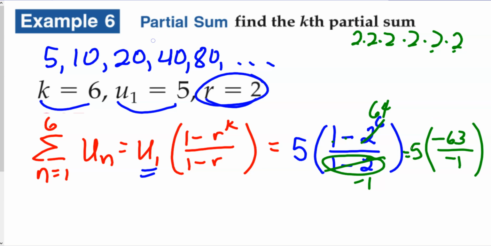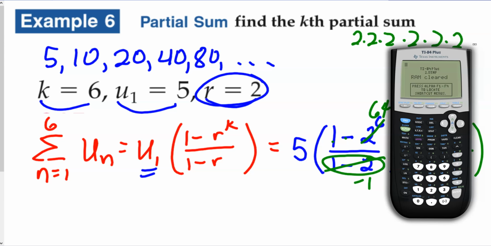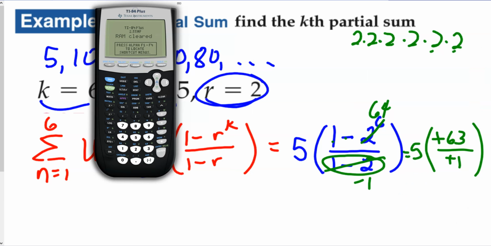That's multiplied by 5. Negative 63 divided by negative 1, that makes that positive. So really all I have to do on the calculator is figure out what's 5 times 63. 5 times 63 is 315. So my answer is 315.